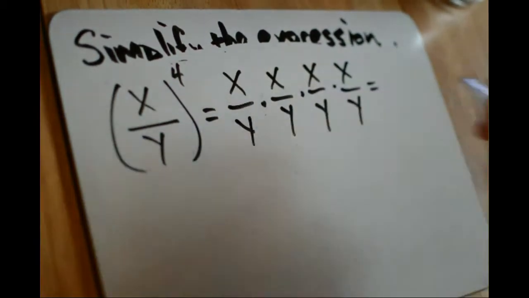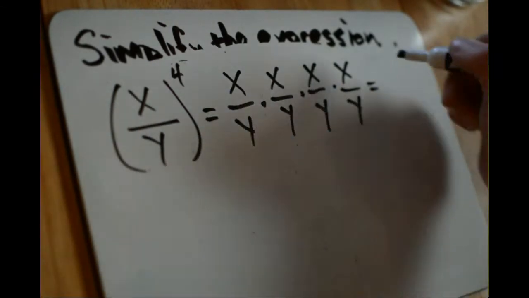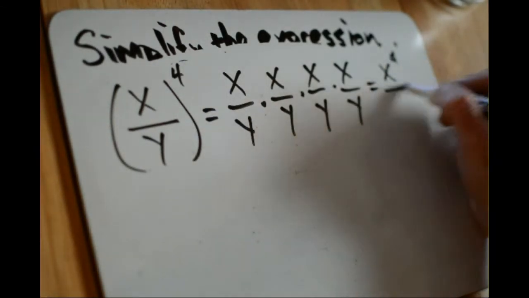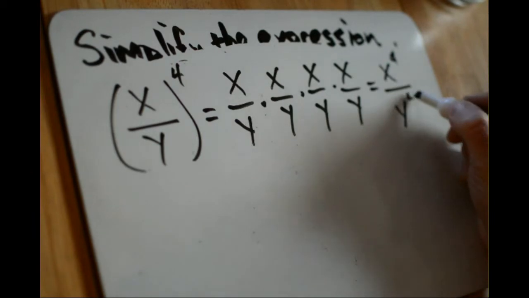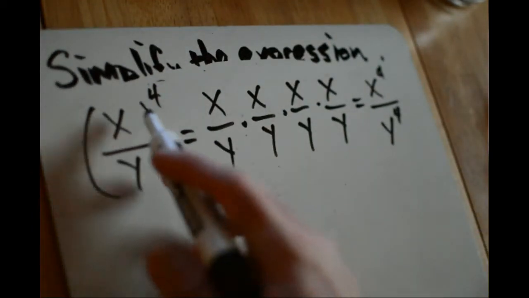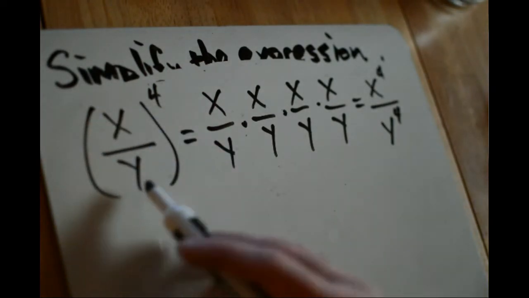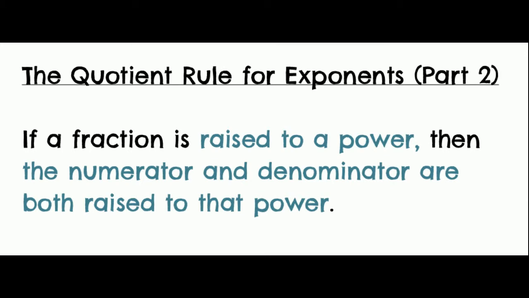And we are multiplying these all together. So if you multiply straight across the top, we have 4 factors of x, so x to the 4th. 4 factors of y, so y to the 4th. So what I want you to see here is that when you're taking a fraction and raising that to a power, well, both parts of that fraction are being raised to the power, the numerator and the denominator. So with that in mind, let's take a look at one more example.